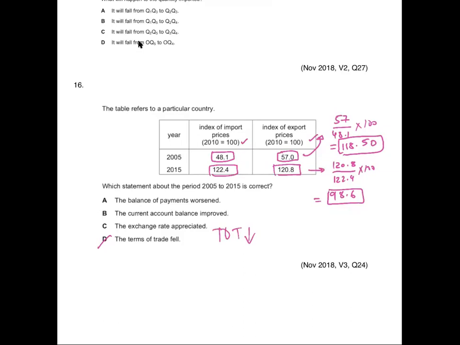Option A is something I want to explain tomorrow. Tomorrow we have a class on balance of payment and also balance of trade, where we will be able to explain option A better. But right now I'll say A is wrong.